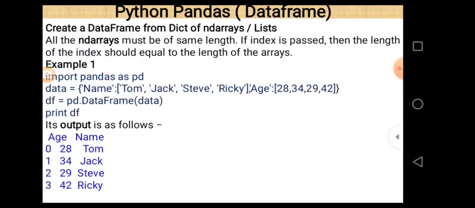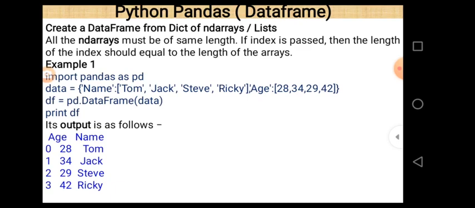Next is create a data frame from a dictionary of ndarrays or lists. So there is another case in which we create a data frame from a dictionary of ndarrays. So we can create a data frame using a dictionary of ndarrays or lists. All the ndarrays must be of the same length. That is the important point. If an index is passed, then the length of the index should equal the length of the array. This is a very important point. If the index is passed, then the length of the index should equal the length of the array.